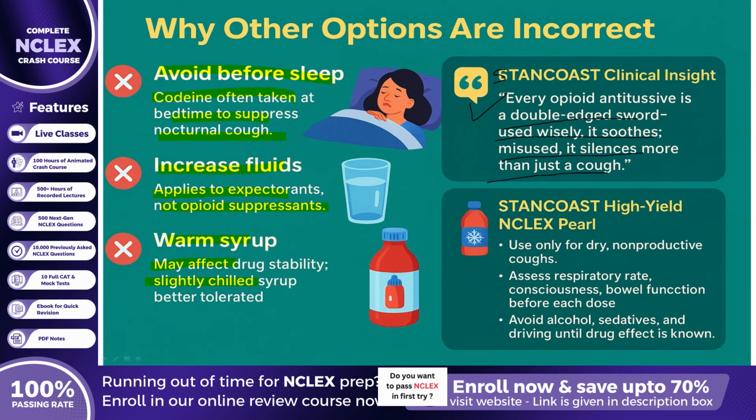And finally, let us highlight the most exam-relevant takeaways in the Stan Coast High-Yield NCLEX Pearl. Codeine suppresses the medullary cough center and should be prescribed only for dry, non-productive coughs. Always assess respiratory rate, level of consciousness, and bowel pattern before each dose. Educate clients to avoid alcohol, sedatives, and driving until they understand how the medication affects them. Reinforce adherence to prescribed dosage and frequency to prevent respiratory depression and opioid dependence.